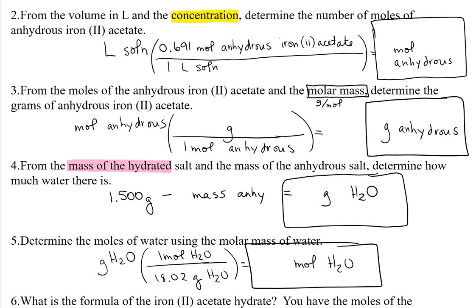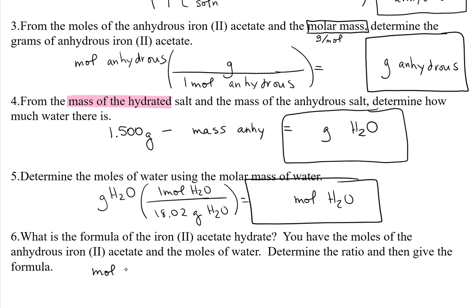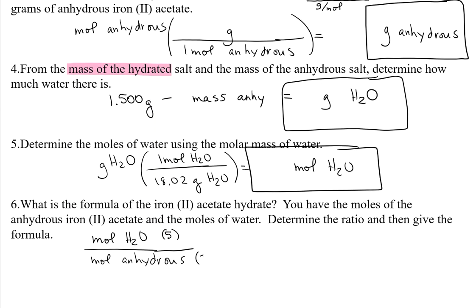And then last but not least, moles of water divided by moles of anhydrous. So moles of water we determined in number 5. Moles of the anhydrous we already determined in 2. That ratio will give you some whole number. That whole number is how many waters are associated with one of the iron(II) acetates. So that'll give you how many waters of hydration there are.